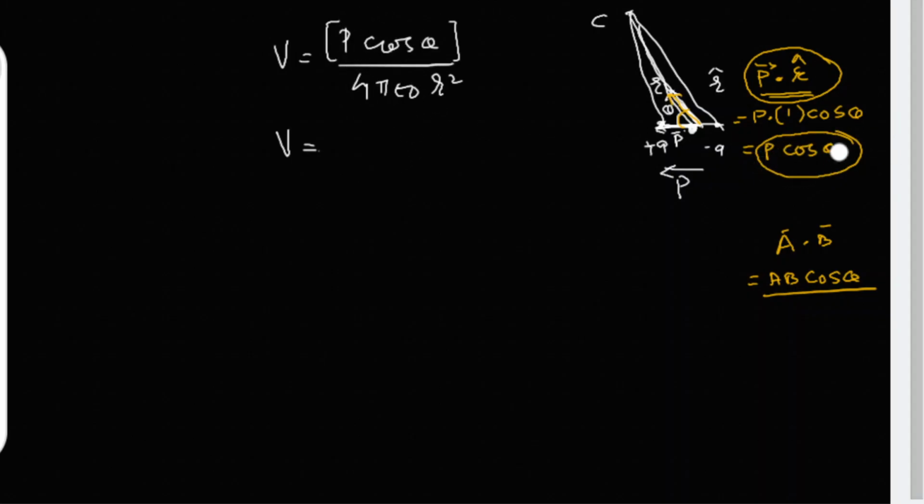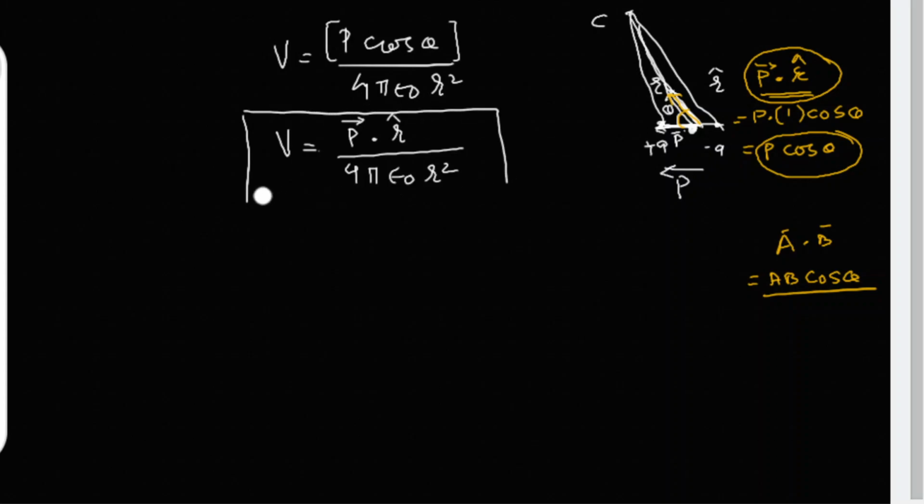What is p cos theta? p cos theta is nothing but this. So I'll write here vector p into r cap divided by 4 pi epsilon 0 r square. So this is the scalar form of the vector.